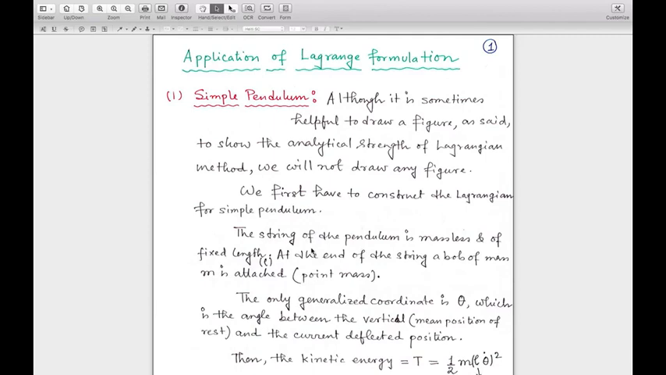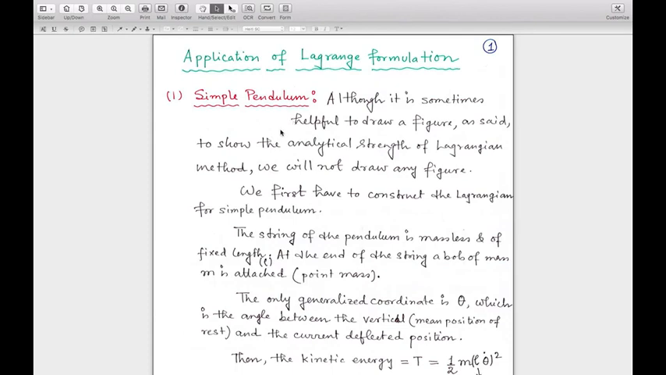Welcome to lecture number 6 of Physics 401A. In this lecture, we will discuss some applications of the Lagrange formulation. First we start with a very familiar example, which is the example of the simple pendulum.